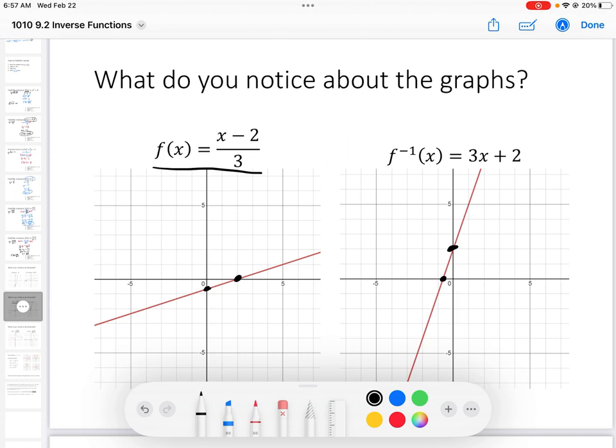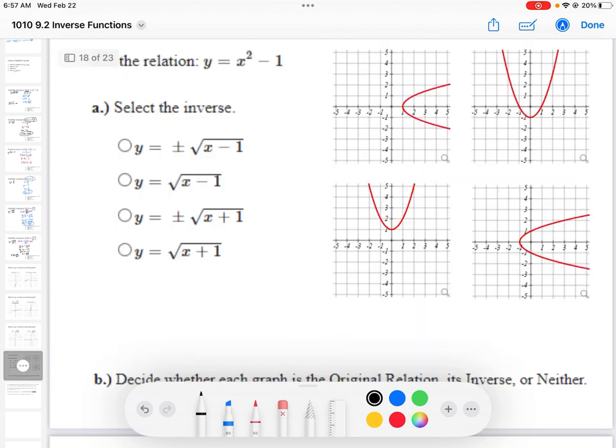On your homework, you're going to have some problems where they'll give you a relation or a function, and they'll ask you to find the inverse and then identify which graph is the original relation, which one is the inverse, and which one is neither of them. What you would do in this case is first figure out what the inverse is by switching the x and the y.